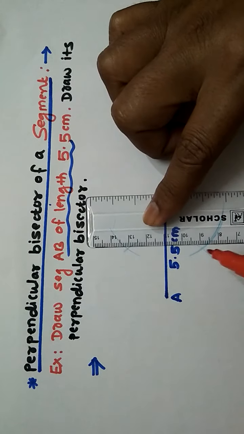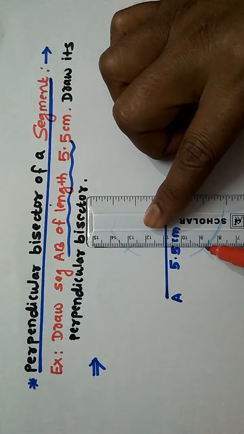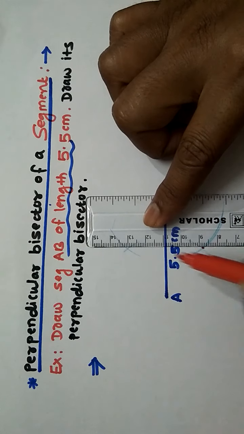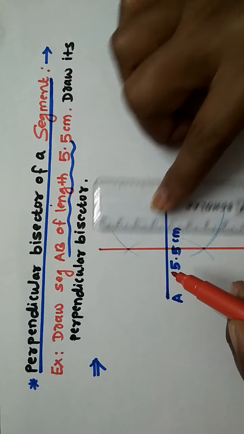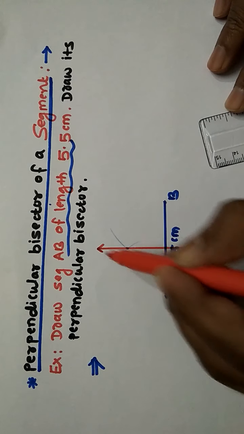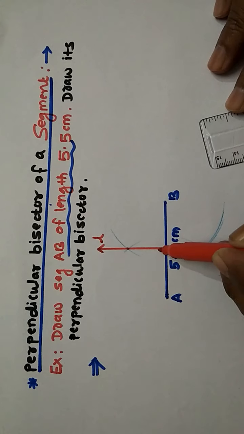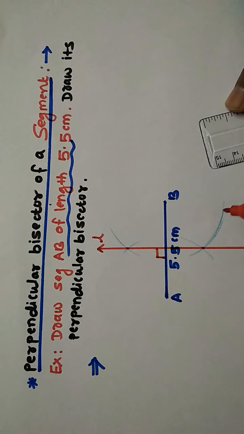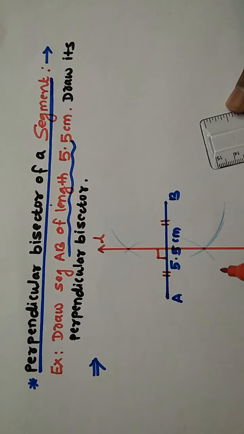To draw the line, first check that the line must be passing through these two intersecting points, and then draw the line. Now see here, this line named L is the perpendicular of segment AB and also its bisector. We use this basic construction to solve problem set 4.1.